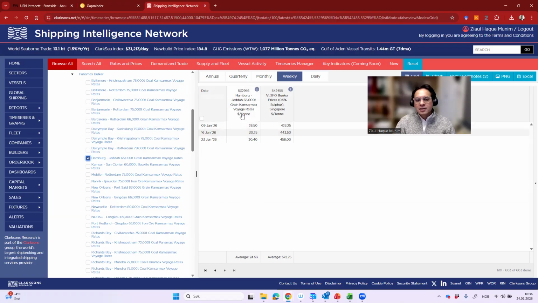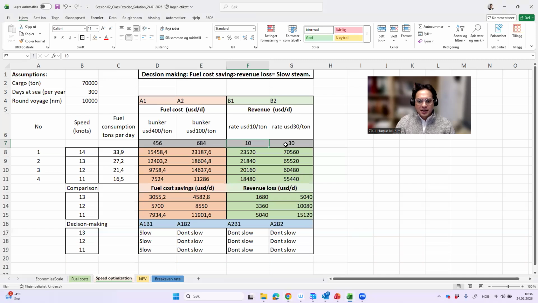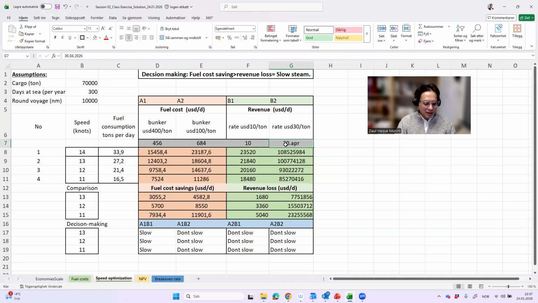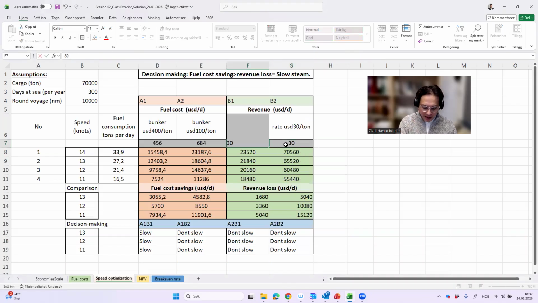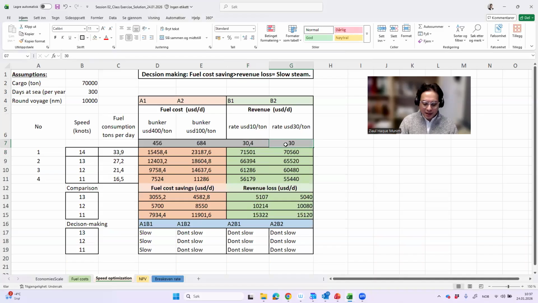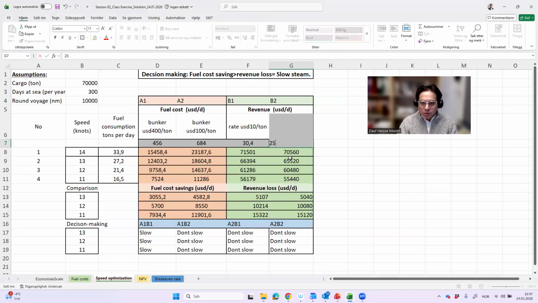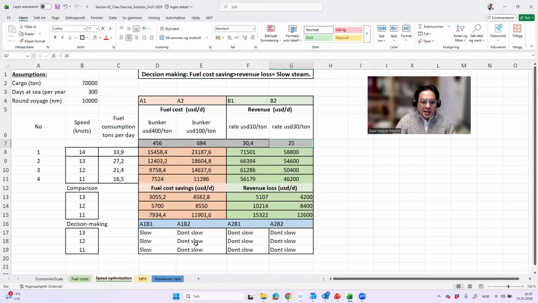Here we have the per ton price of last week, which is 30.4. So we could actually just update it here, 30,4, this is our number. So we have it here. And then how much you expect it to go up or down in the upcoming days. Let's say you are expecting it to go down to 25. Then you can just update the numbers and see how the results change. Then you can also see if your decision making here is going to change or not.